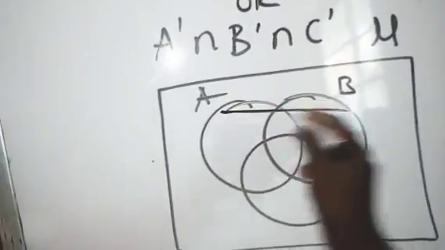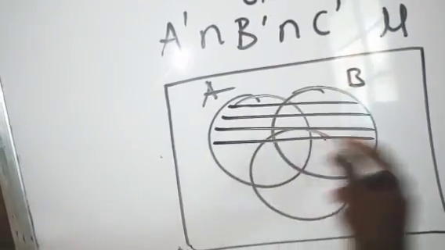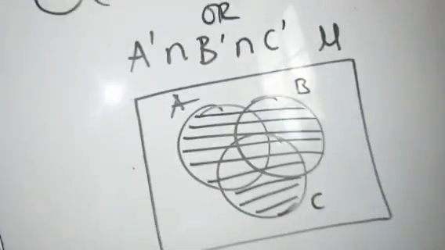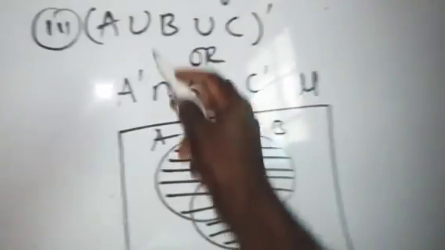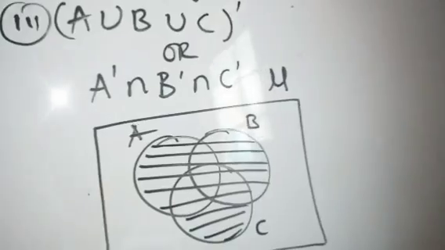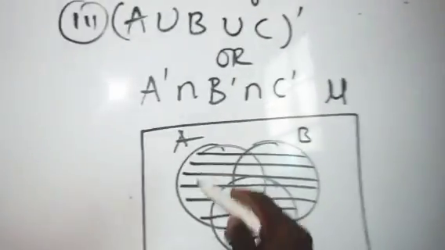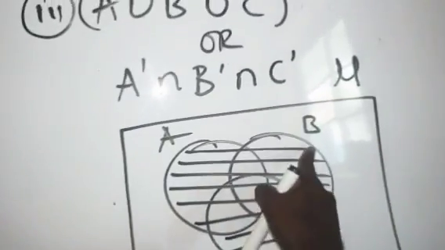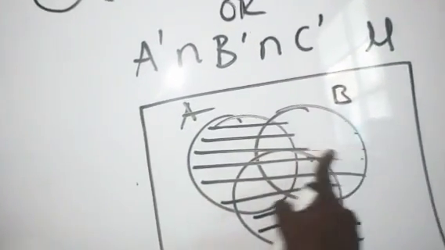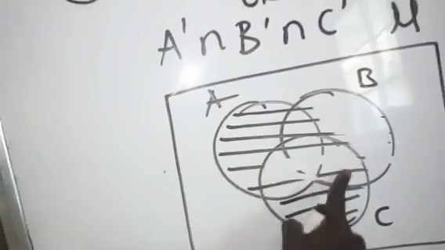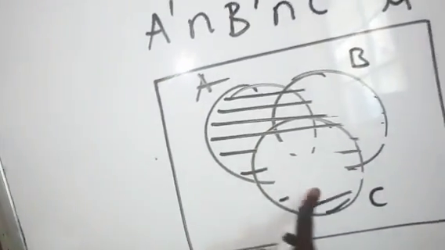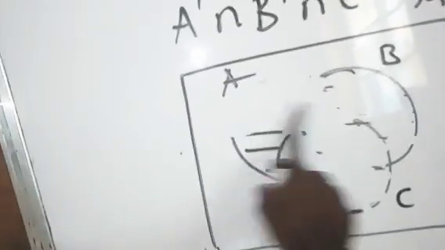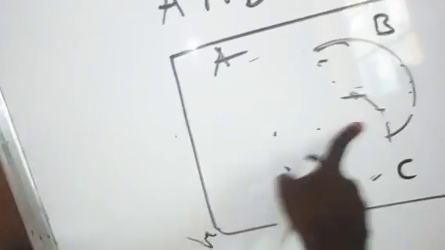So this is our A union B union C. I'm going to shade everything here if it is A union B union C. But the question says A union B union C all prime. So that is those elements that are not here, but they are in the universal set, and they are the ones that will be outside. So I will not shade this inside part, because it is not just A union B union C, but A union B union C all prime.